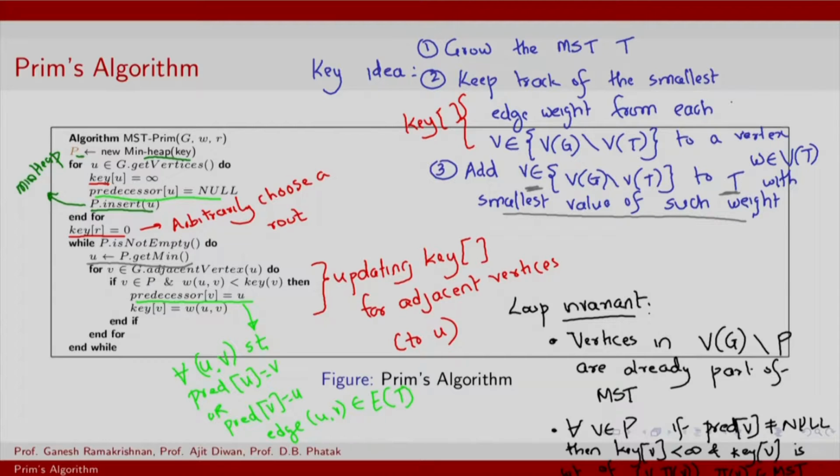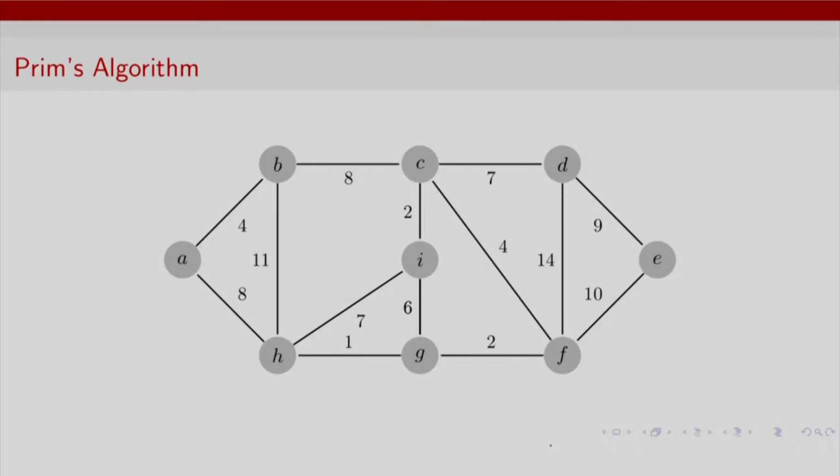So one can again ensure or prove that this condition holds, and this second condition was the motivation behind Prim's algorithm in the first place. Let us see Prim's algorithm in action. We are going to arbitrarily choose a root. Let us say we choose A to be the root.